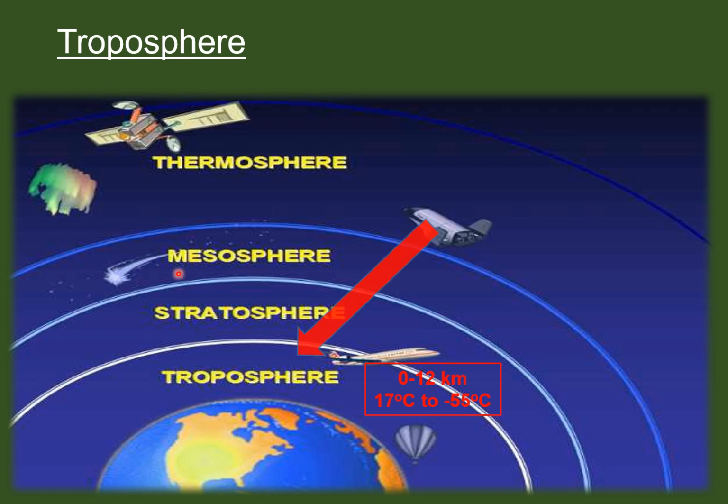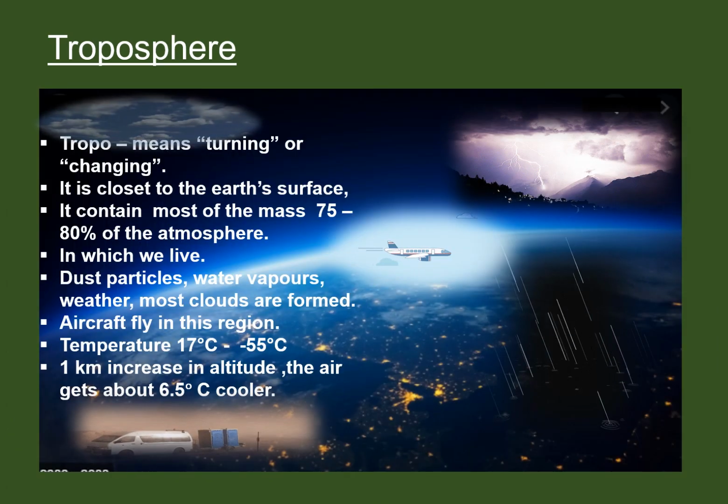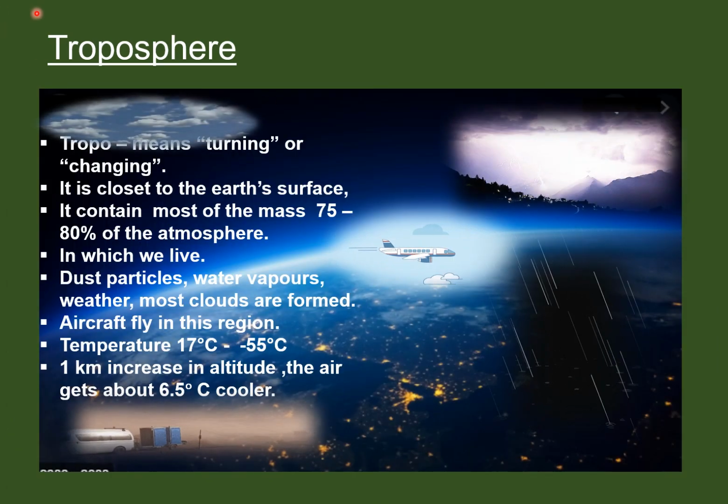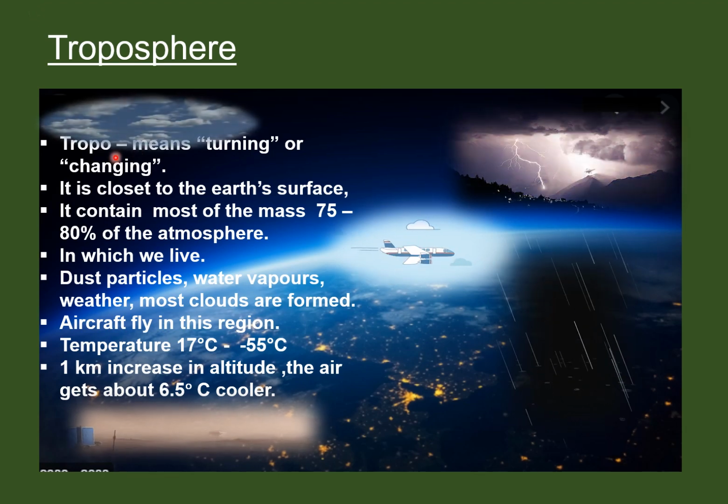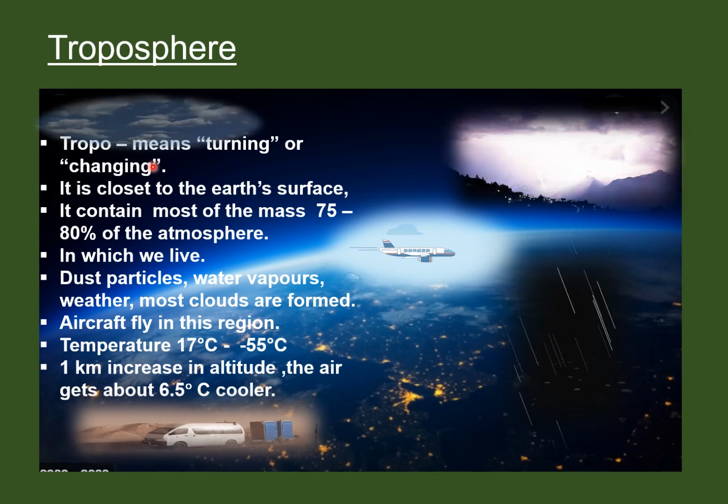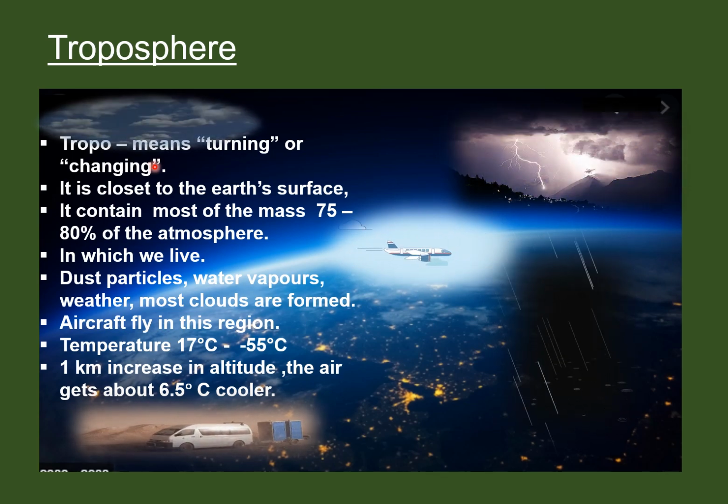This is the troposphere. Troposphere extends to about 12 km above Earth's surface, and the temperature of this layer is 17 degrees centigrade to minus 55 degrees centigrade. Troposphere. Tropo means turning or changing. The composition of this layer is changing or turning from place to place and from time to time.